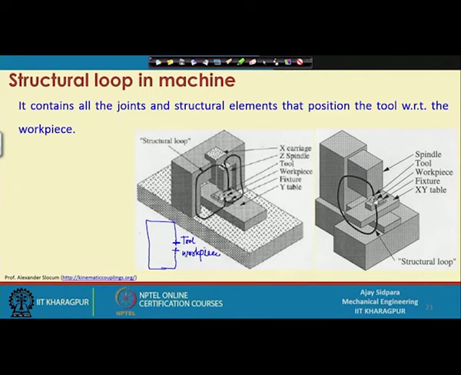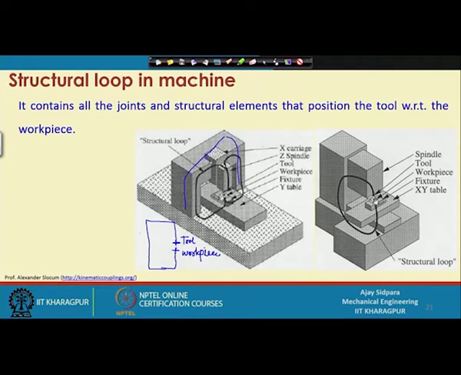This whole thing is fixed, there is no problem in that, but whenever you are joining this thing, joining means we are not joining just stationary, because they are in a dynamic position. There is material removal, a lot of forces are acting between the tool and workpiece, so all these particular things should be able to absorb those shocks without any permanent or local deformation. So, our structural loop contains all these joints and structural elements, because this is called a structural element.